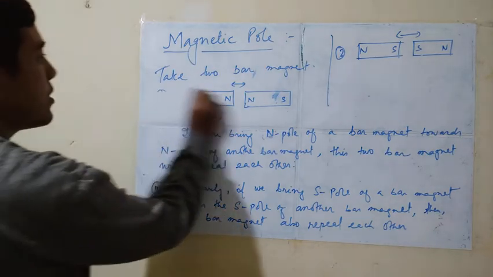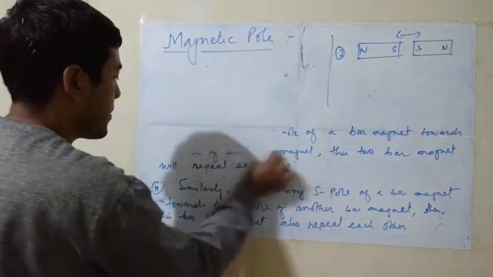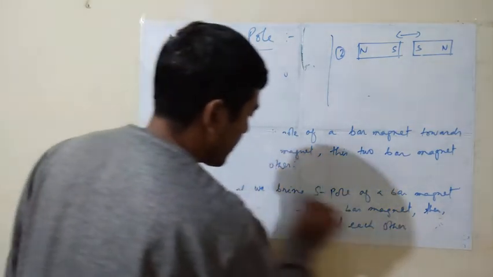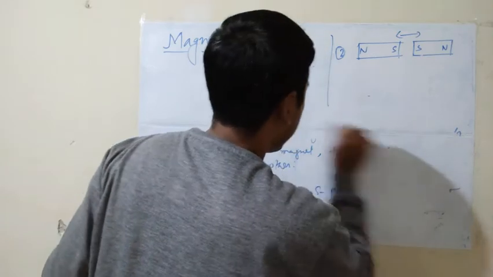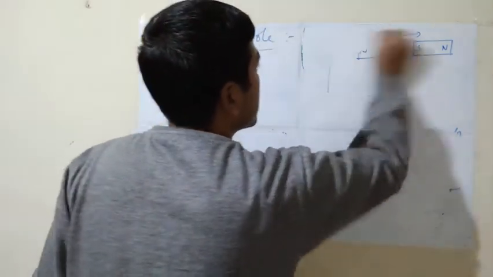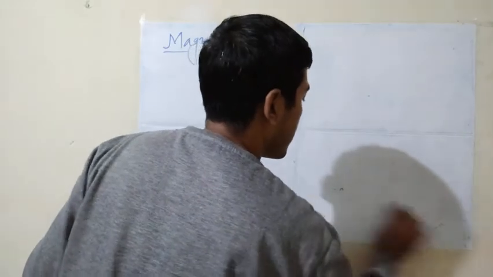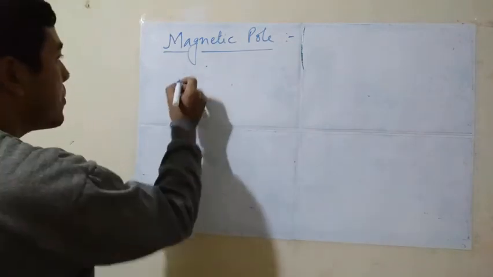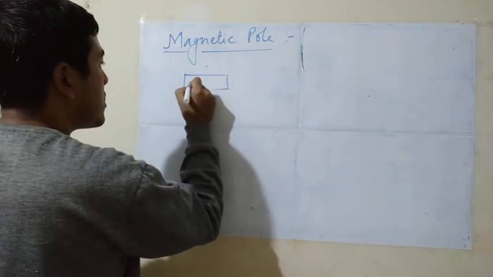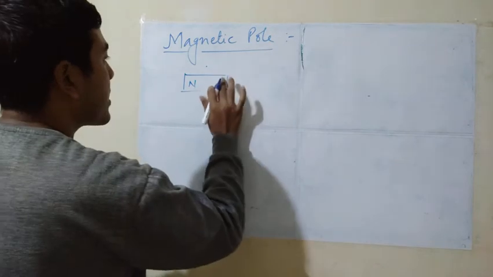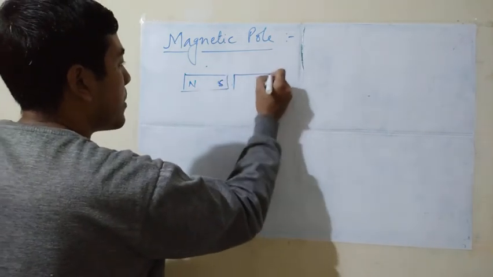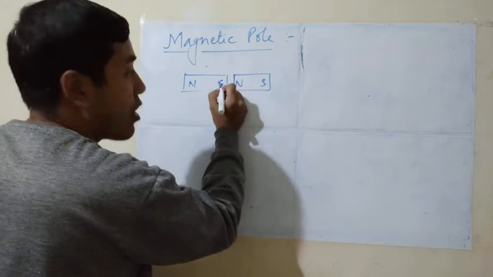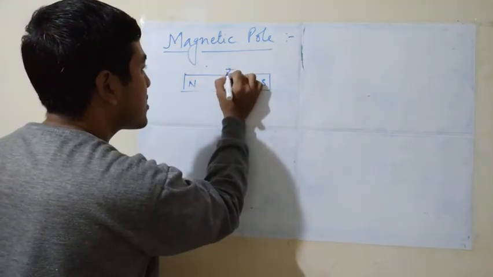Done? Okay. Now the next portion is that the two bar magnets, if we bring them close, then they can attract each other, right? That means when we bring the north pole of a bar magnet near to the south pole of another bar magnet, they can attract each other.